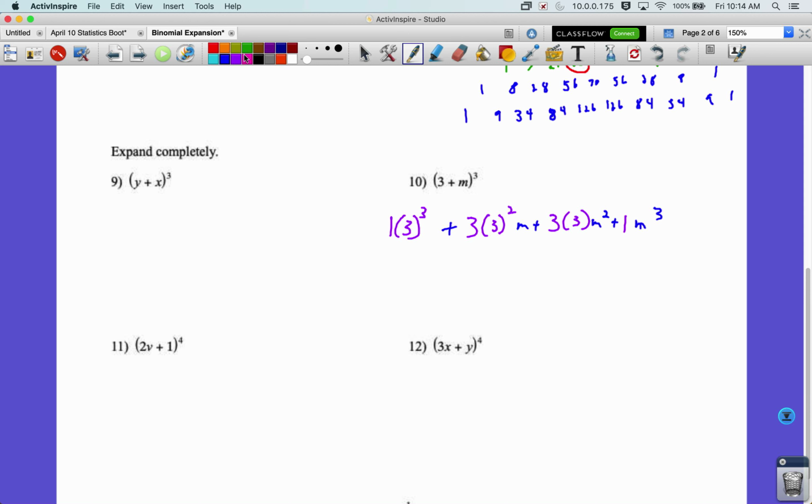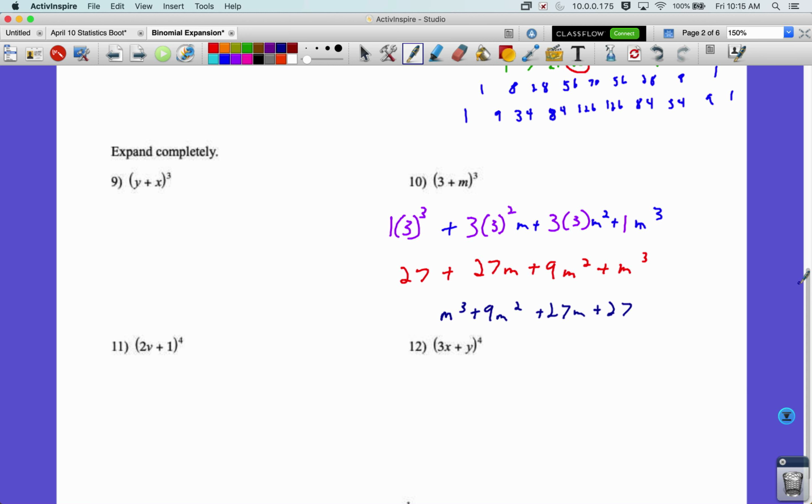All right, now we can simplify. 3 to the third times 1 is 27. Plus, that's going to be a 9 times 3, also a 27, but this time it's a 27m, plus 9m squared, plus m cubed, and then I kind of want to flip this around so that the m cubed is at the front. So m cubed plus 9m squared plus 27m plus 27.